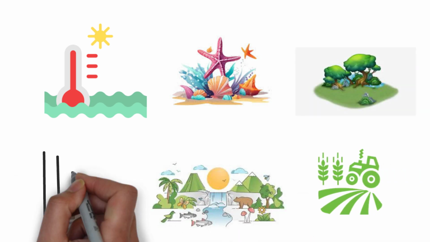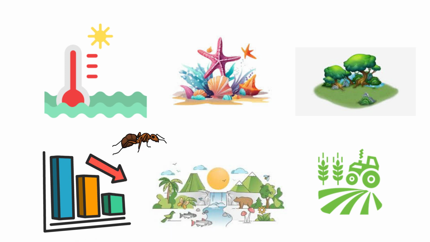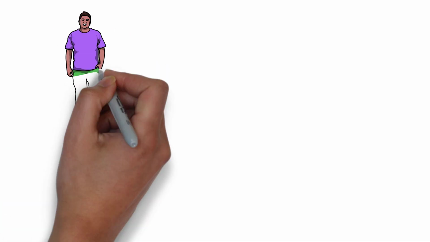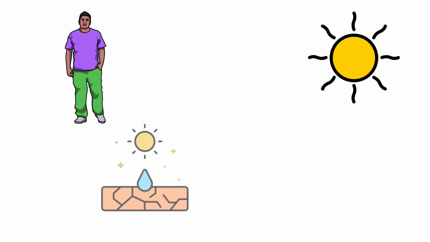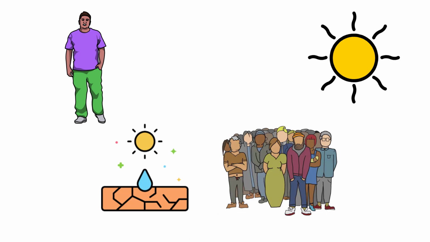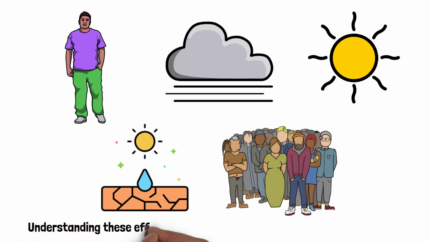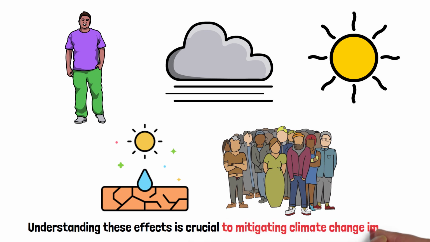Agriculture suffers, reducing food production and spreading pests and diseases. Human health is at risk from heat-related illnesses and water scarcity. Many people are displaced due to environmental changes. Understanding these effects is crucial to mitigating climate change impacts.